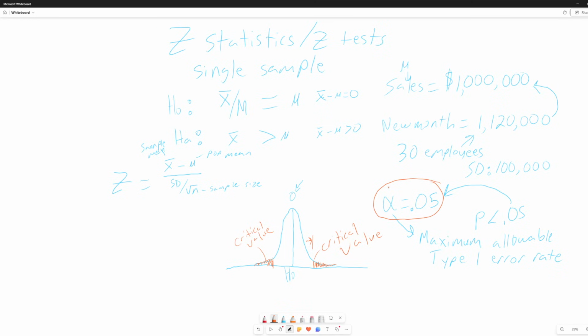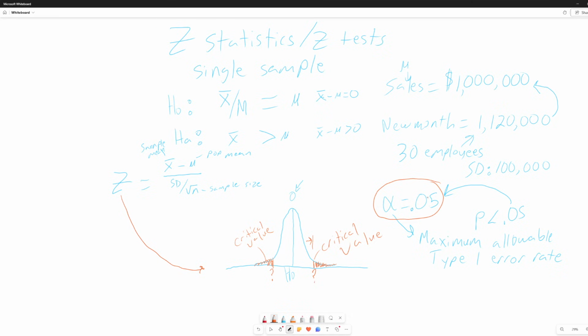So what we have to ask is, what is the value of z at each of these critical values? Because if we find a z that is further out than those critical values, we would say, yes, it's statistically significant, or that we have evidence against the null hypothesis.